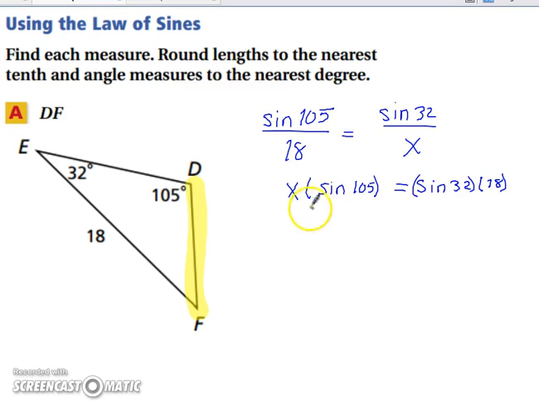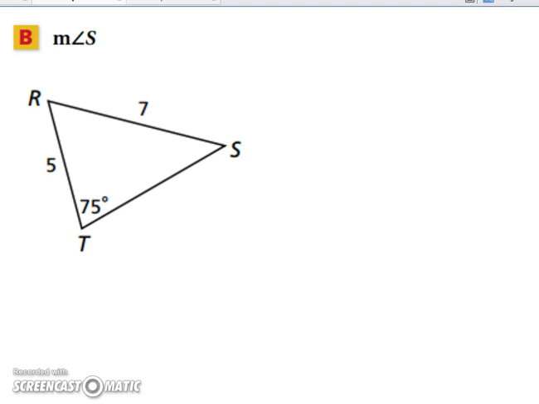So then when we simplify this up, we multiply the sine of 32 times 18, and we get 9.5. And so x times the sine of 105 gives us 9.5. So therefore x is about 9.8. So the length of DF is 9.8. Let's try the next one. In this case, we want to find an angle measure. So we're looking for the angle measure of S.